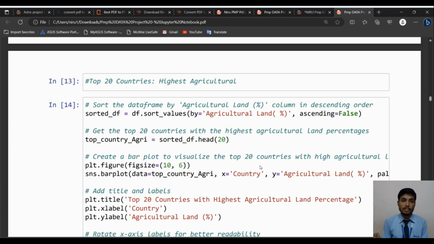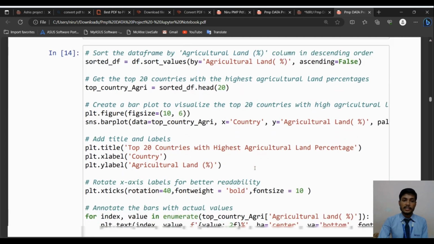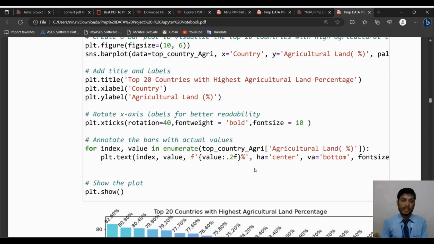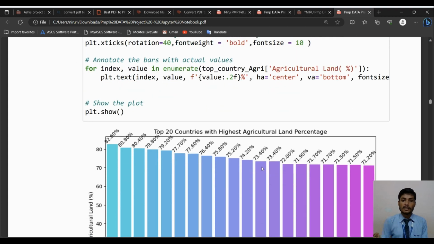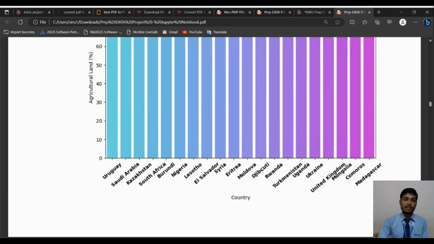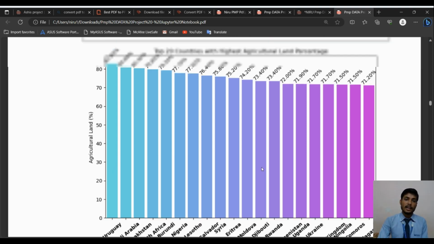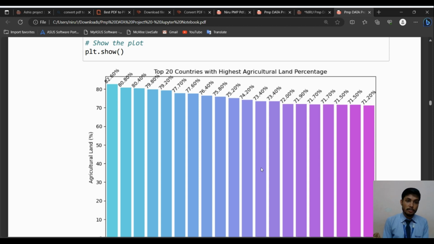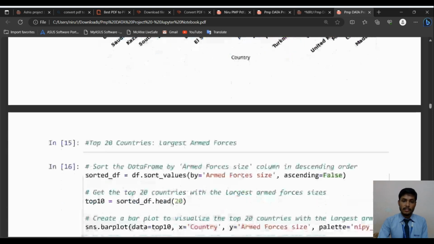Top 20 countries with the highest agriculture area. We explain the top 20 countries that have the highest agriculture area. Now you can see this project's labels and axis titles for better readability. Top 20 countries with highest agriculture land percentage look like this: first Uruguay, second Saudi Arabia, third Kazakhstan, like this. In the top 20, the last is Madagascar. The percentages are 82.72%, down to 71.20% for the last. You can see here.